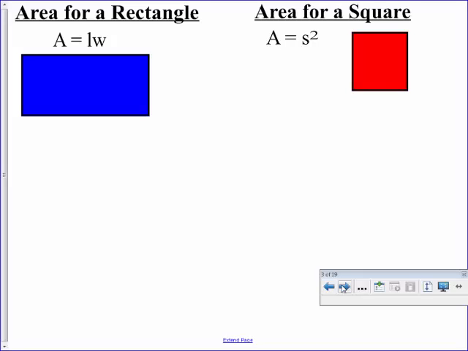The next two are the area formulas for a rectangle and square. Length times width. Length, width is just multiplying. For sides squared, remember, in a square, all the sides are equal, so you just square your sides.